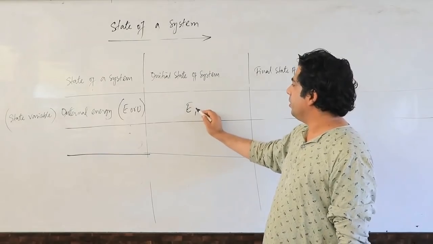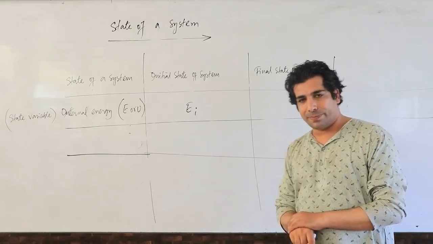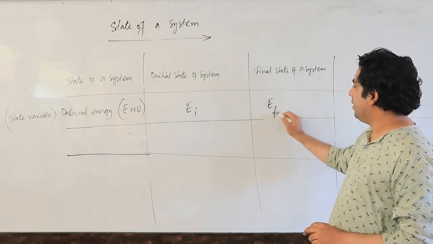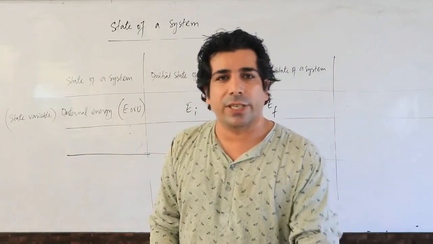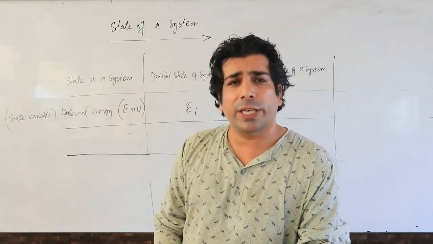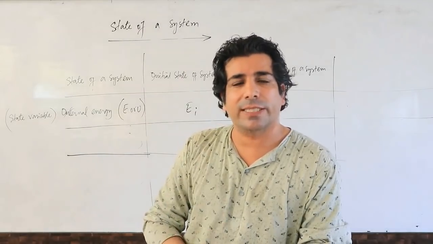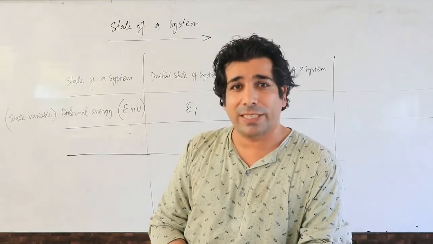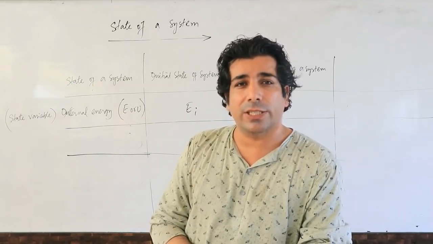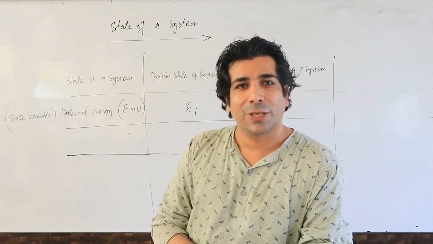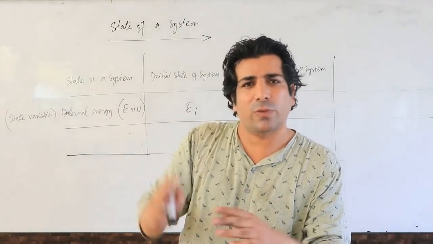This is the initial internal energy of the system, and this is the final internal energy of the system. That means I am changing the internal energy. If I don't change the internal energy of the system, then the initial state and final state will be the same. Yes or no, my dear friends? That means Ei will be equal to Ef, and the change in internal energy will be 0. So in order to change internal energy, let us suppose, we can either increase it or we can decrease it.